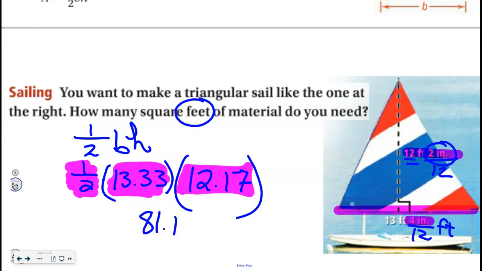81.1. Okay, now my label, it's two-dimensional. I multiplied feet by feet, and so I would do feet squared. So if I was making that sail, that's how much material I would order. I'd probably round up to 82, right? Just to be sure I have enough.